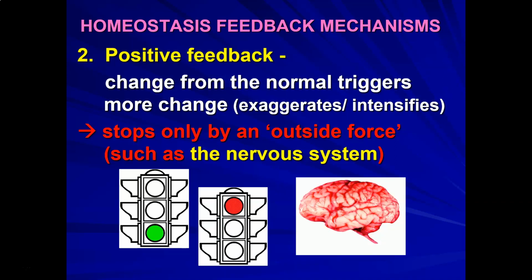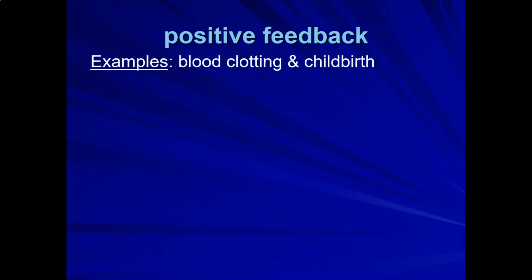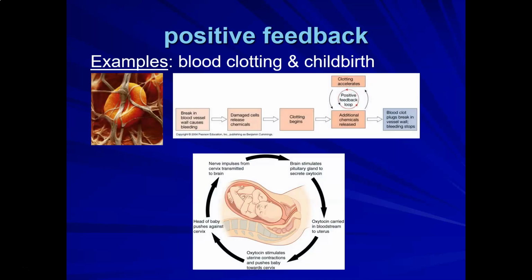A couple of examples of positive feedback. Your textbook talks about blood clotting. The clot forms more of a clot, forms more of a clot. It's like a house party. People keep showing up, keep showing up, keep showing up. And finally the nervous system has to step in and say, whoa, that's good. We've got a beautiful blood clot. The job is done.